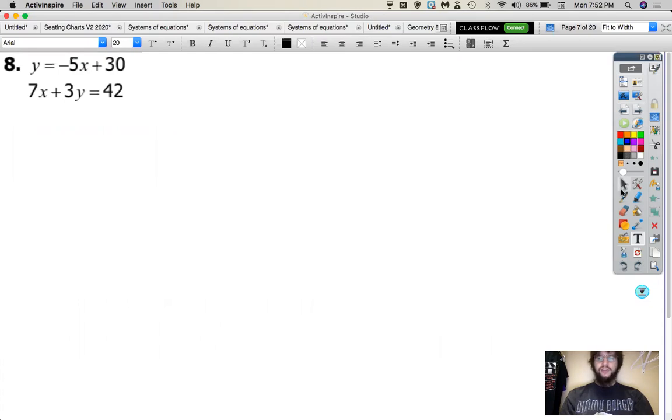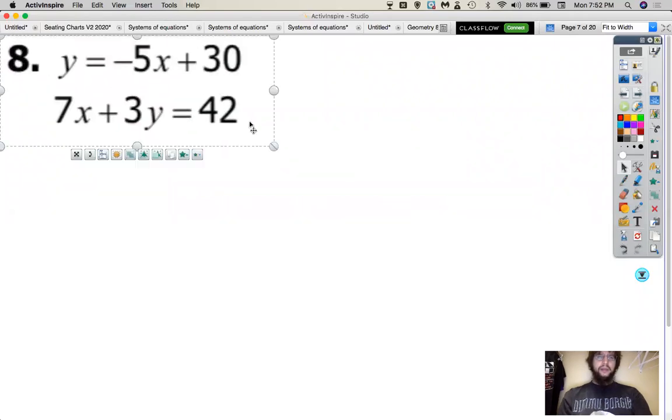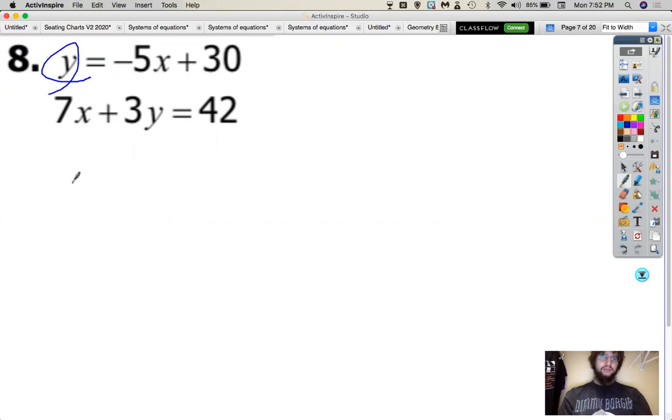Let's look at one. Easier said than done. Okay. Now you could rearrange this thing and solve for x, or you could rearrange one of these, but why? It already has y equals. Use it. Don't do extra work. Be lazy. You love to do that.